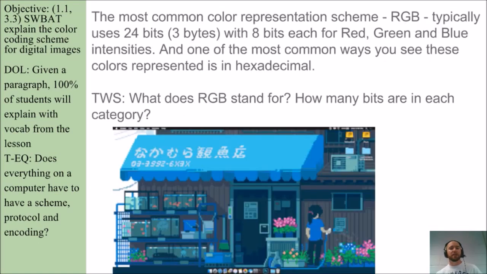The most common color representation scheme is RGB. Typically, this uses 24 bits, that is to say 3 bytes, with 8 bits each for red, green, and blue intensities. And one of the most common ways you see this color represented is in hexadecimal. Think right, share, what does RGB stand for, and how many bits are in each category?